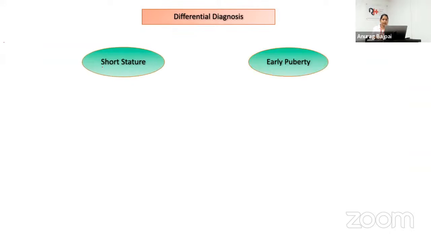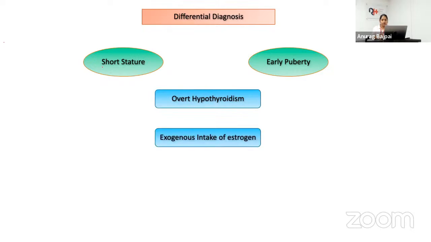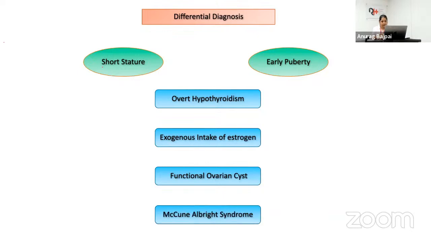So if I put my differentials, with a short stature and early puberty, the first differential will be hypothyroidism. Keeping early puberty in mind, exogenous intake of estrogen is possible, if the girl accidentally took the mother's estrogen pill. Functional ovarian cyst could be the most likely possibility. McCune-Albright syndrome is a rare possibility with onset this late. And as she has had just one onset of bleed, tumors are less likely.